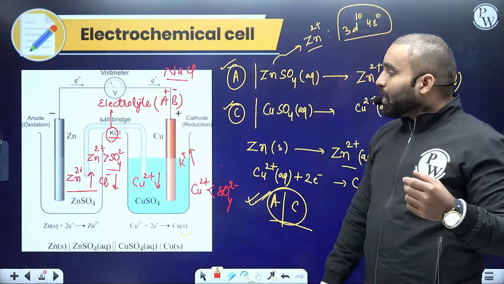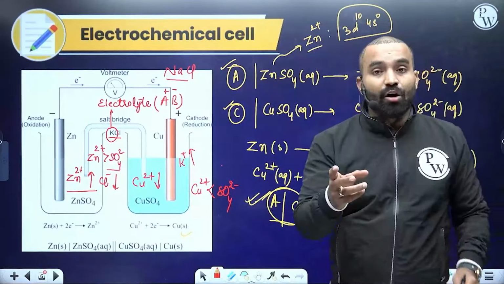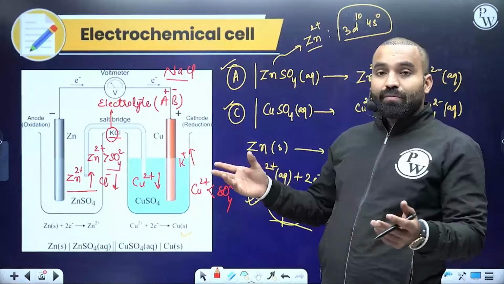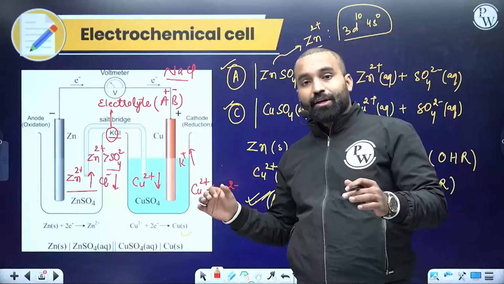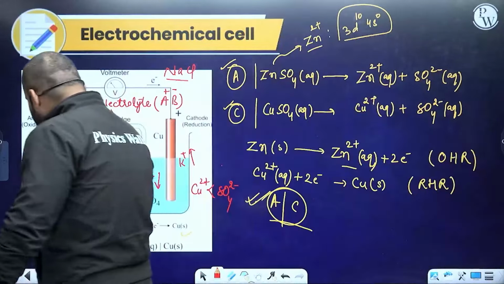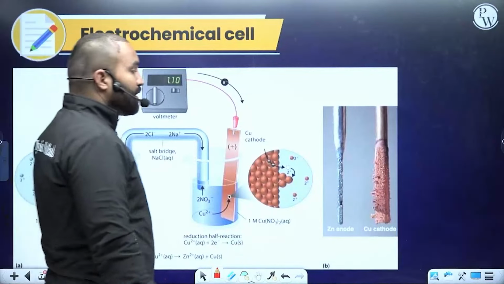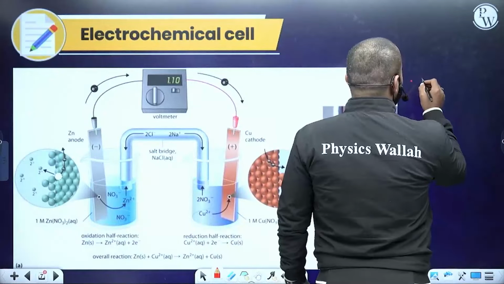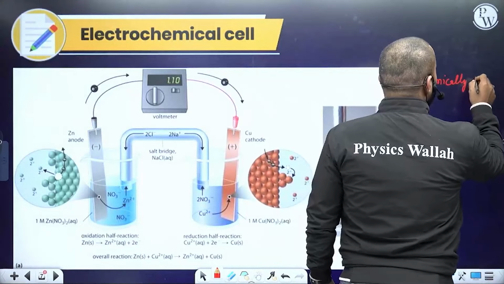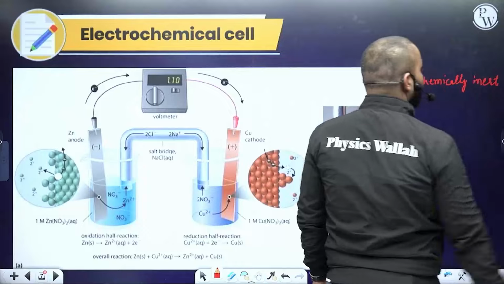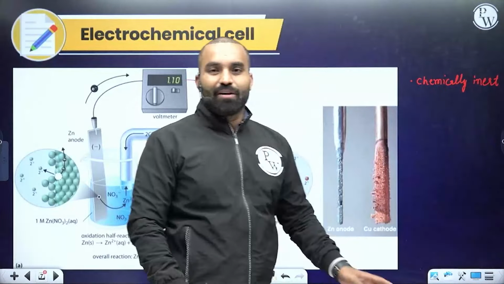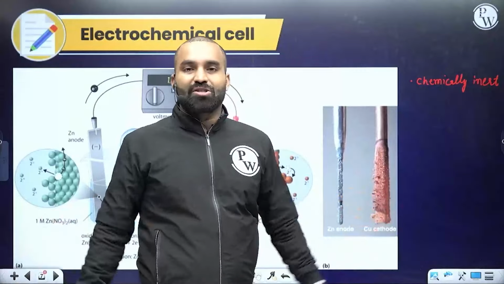Now what are the qualities, or the requirements, for choosing a salt bridge? Should we choose a random salt bridge, or are there some important facts we need to take care of? Yes, fact number one, the salt bridge must be chemically inert. What does chemically inert mean? It should not participate in any sort of unwanted reaction. I don't want it to do some kind of redox, decomposition, neutralization, or precipitation reaction.